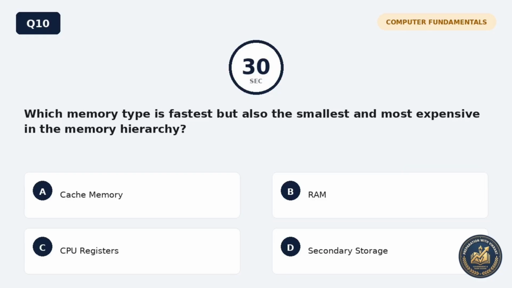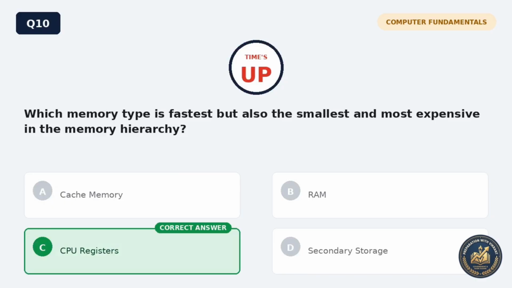Moving to next question. Which memory type is fastest but also the smallest and most expensive in the memory hierarchy? The options are cache memory, RAM, CPU register, or the secondary memory storage. So the correct option is option C, CPU registers.